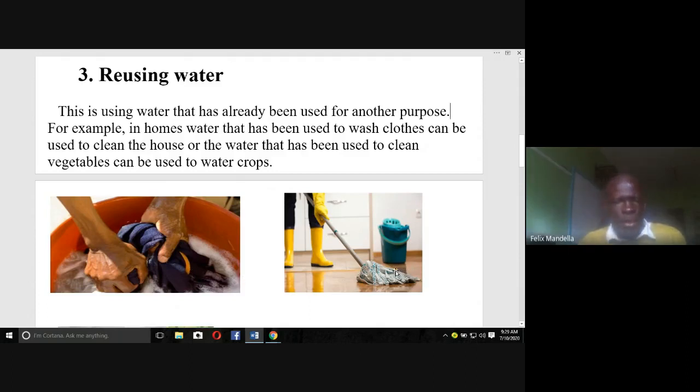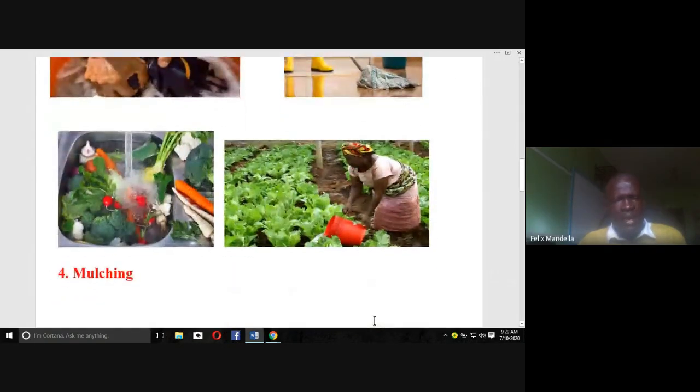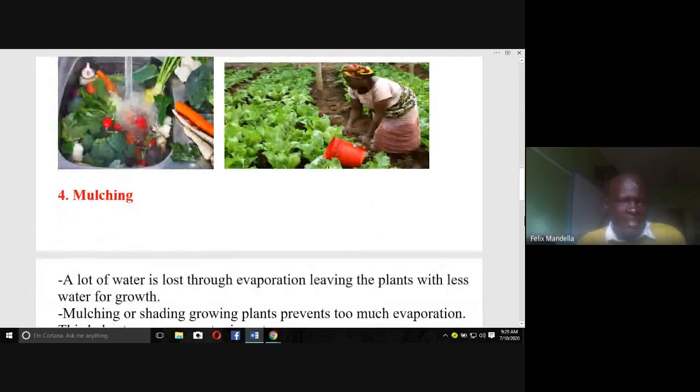Do you do this one at home? Have you seen someone do this at home? It is very important to do this, to save water. It doesn't matter how much water we have, but it is very important to save water. Let us look at another scenario. Look at this mama. In the first picture, the mama was cleaning vegetable in a sink.